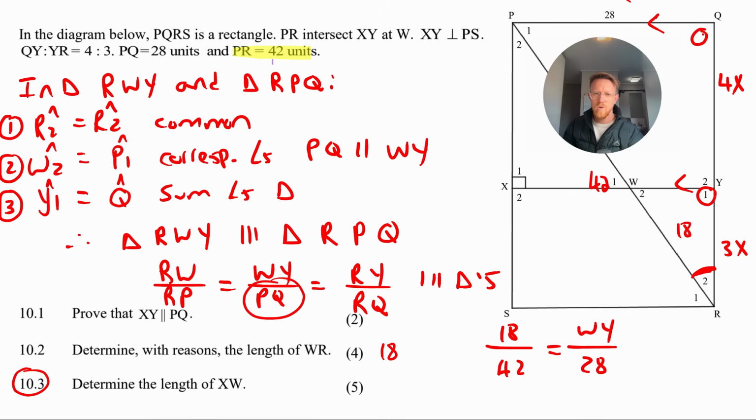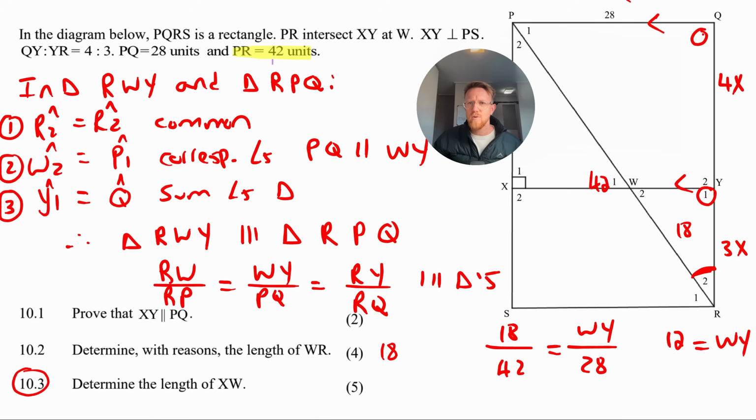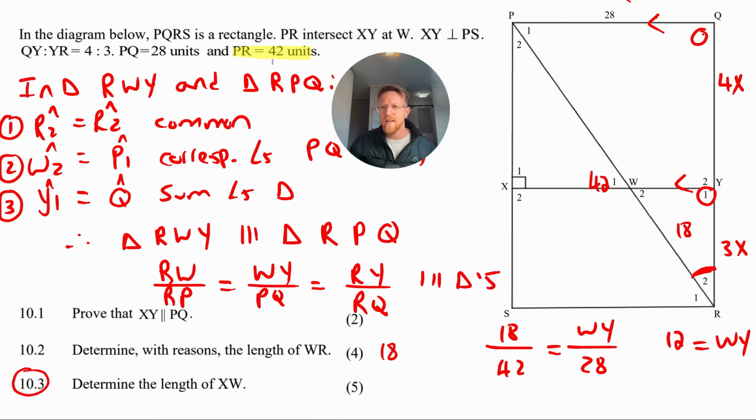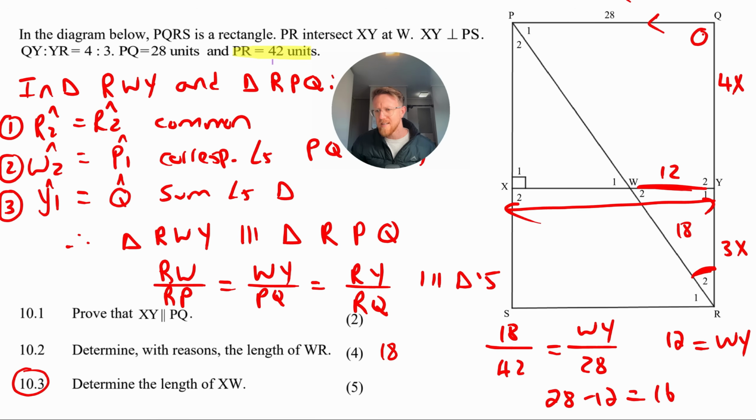And so if we now solve for WY, you would eventually find that WY is going to be 18 times 28, and then divide that answer by 42. WY would be 12. Now, can you see that if WY is 12, so this length here is 12, and we know that the entire rectangle width is 28, well then you can just say 28 minus 12, and that'll be 16 units.